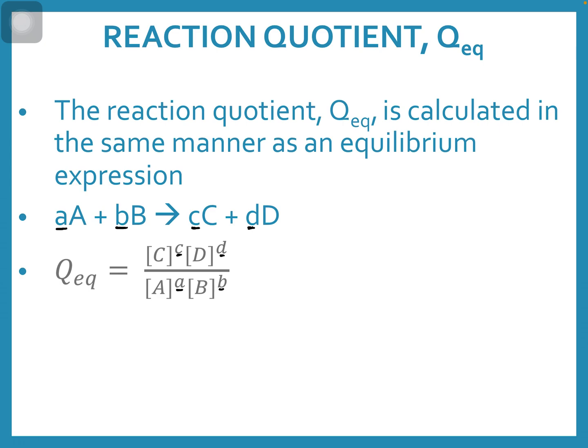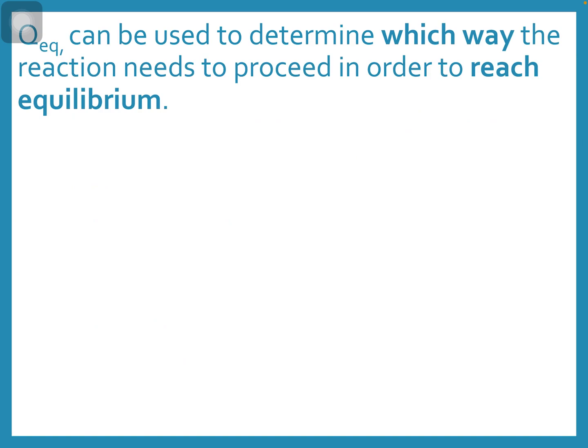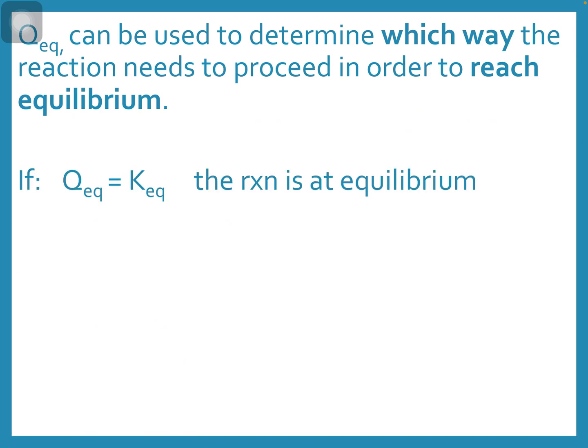The difference is that the concentrations used have to be at equilibrium in KEQ. So for the equilibrium constant, the concentrations used, these amounts, are equilibrium concentrations. In QEQ, our reaction may or may not be at equilibrium. So QEQ, we're going to use that to determine which way the reaction needs to move in order to reach equilibrium.